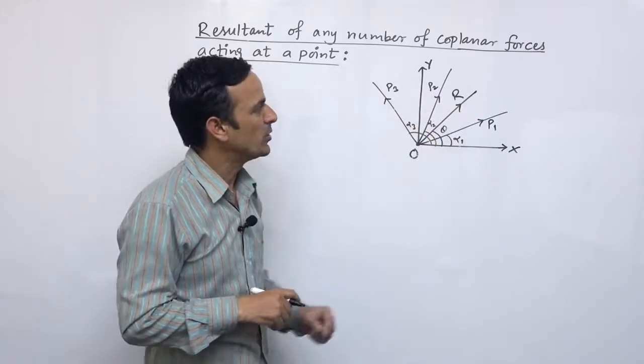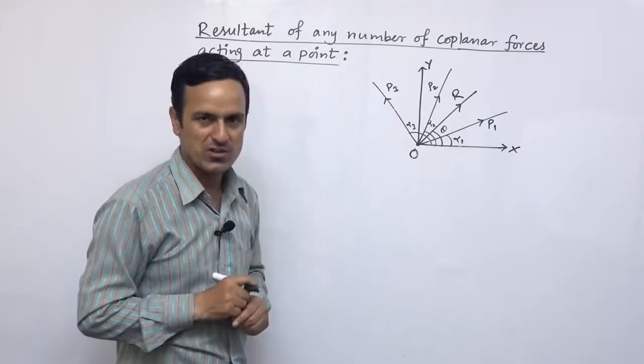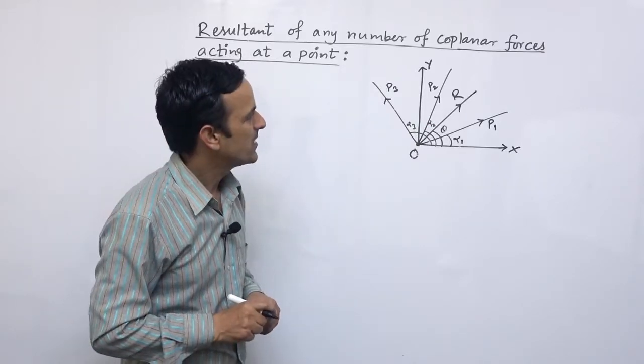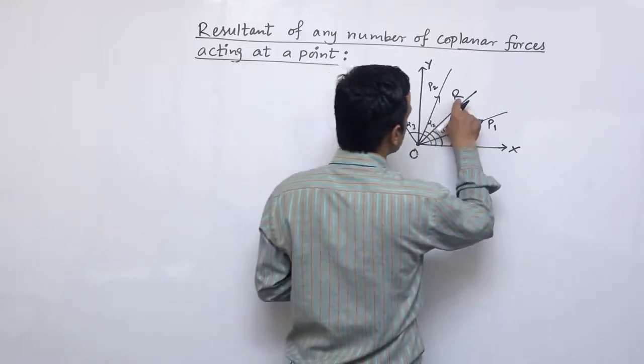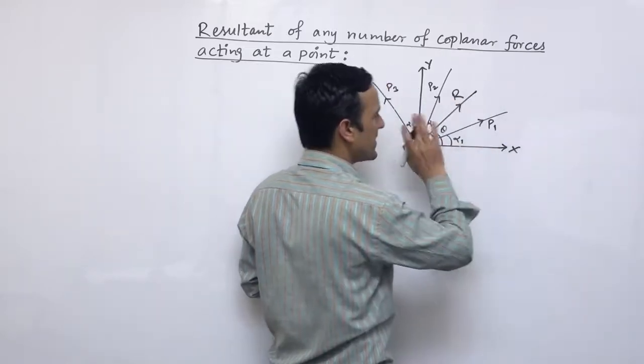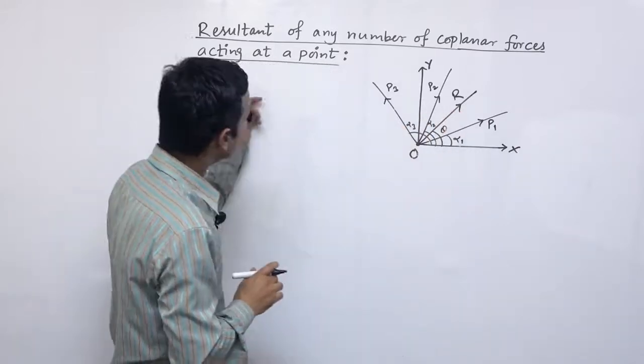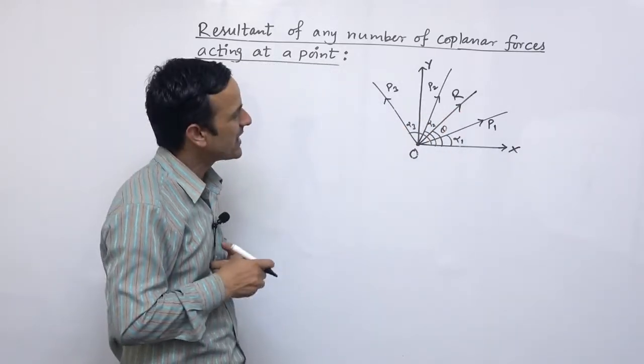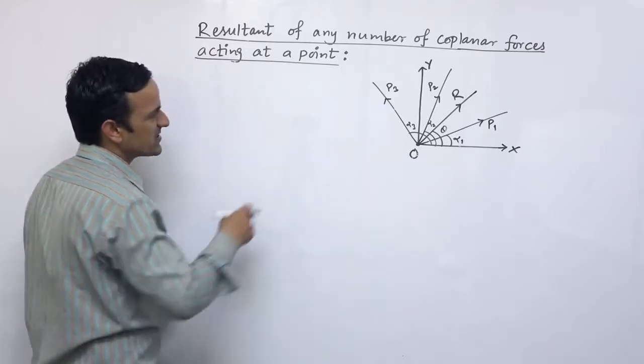त्यतिबेला r भनेको रूट अंडर x स्क्वायर प्लस y स्क्वायर हुन्छ. So in this way one resultant force can be resolved into many coplanar forces, which is shown here. अब हामी यसलाई देखाउन गइरहेका छौं.